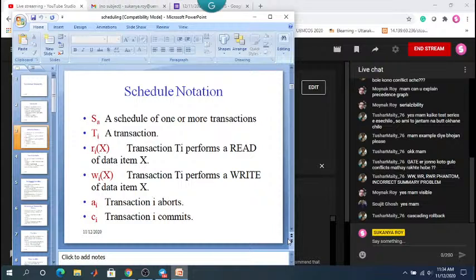GATE is generally problem based. Okay, you will get questions based on problems, not what is that or define that, or write the properties of these things.